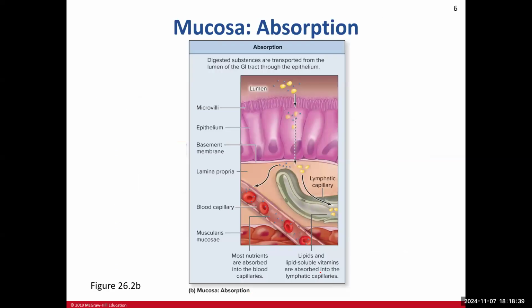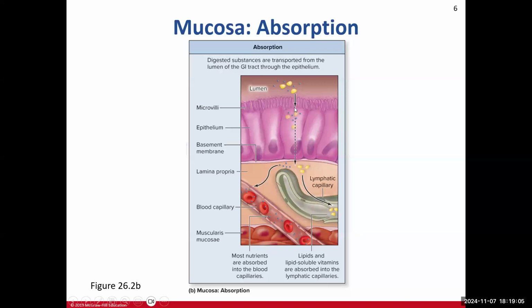So here you can see a nice picture of the absorption process here in the mucosa. So here's the lumen with some of the digested, or I should say ingested contents here. And so we start to chemically digest them. We've already mechanically digested most of them. And then they're absorbed through the epithelium. And then they move into the lamina propria, where we have blood vessels and lymphatics.